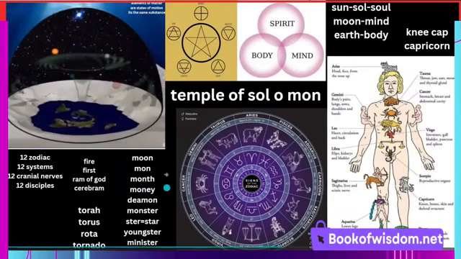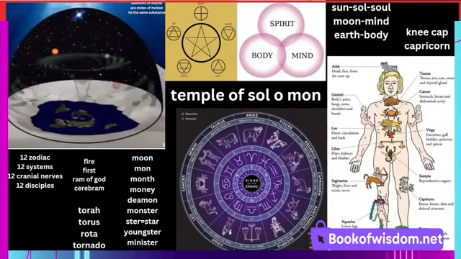Moon is mon. This is etymology. Mon, month, money, demon, monster. Stir is star, moon star. We are all stars. Youngster, minister, superstar, Hollywood star. We're all stars. We come from the stars, which is heaven. Our soul comes from the stars. You see? We are the universe.